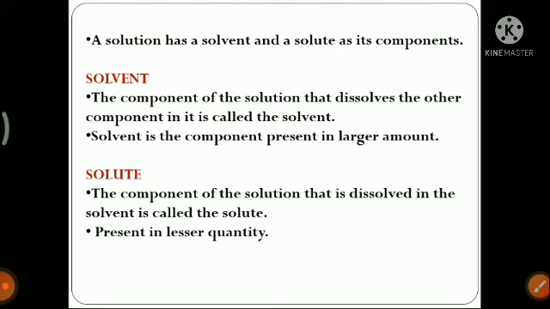Okay, so now every solution has two parts. What are the two parts? One is solvent and the other is solute. Every solution has two parts, which means two components. One is solvent, the other is solute. So how can we determine which one is solvent and which one is solute?